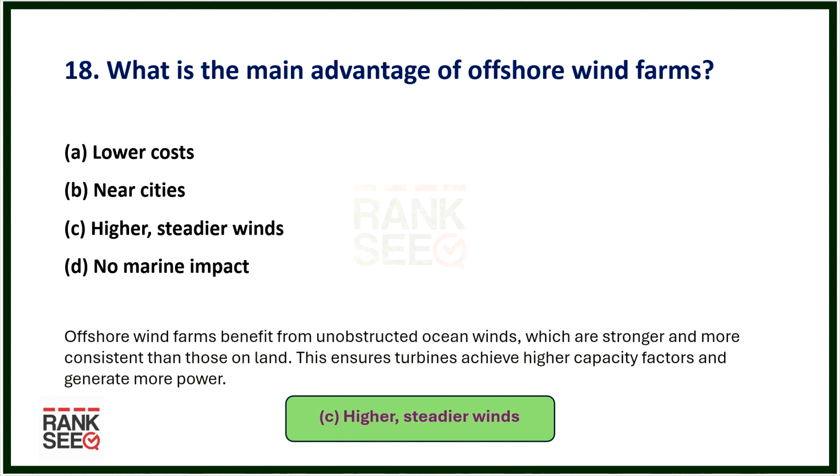Explanation. Offshore wind farms benefit from unobstructed ocean winds, which are stronger and more consistent than those on land. This ensures turbines achieve higher capacity factors and generate more power. Although installation and maintenance are costly, the superior wind quality offsets these drawbacks, making offshore wind a vital renewable energy source in coastal nations with high electricity demand.